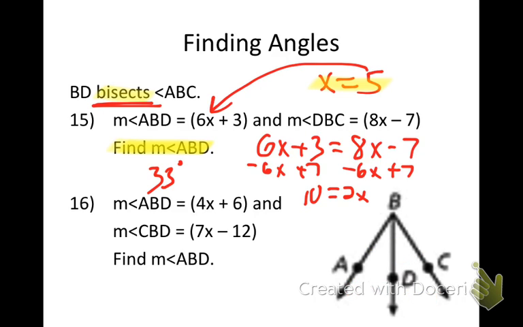Take a couple seconds, try number 16 on your own now. Same idea. All right, so number 16 here. I know that ABD is 4x plus 6. CBD is 7x minus 12. What do I do with those two expressions, Trent? Make an equation. I make an equation by setting them equal. 4x plus 6 equals 7x minus 12. And now I solve. When I solve, I get x equals what, Jeremiah?